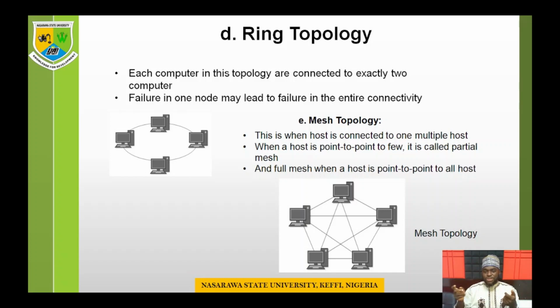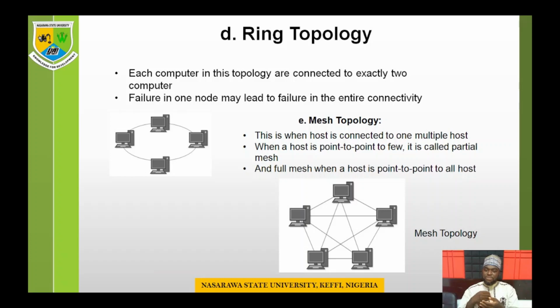Failure in one node may lead to a failure in the entire network. It may, because in some cases it might not, and this makes this type of network more robust. Not really robust, but in terms of failure, if one device fails, if you remove the computer at the top there, the three remaining computers can still talk to one another.